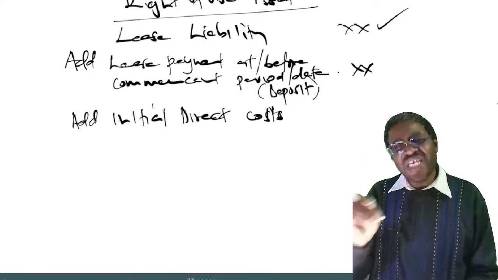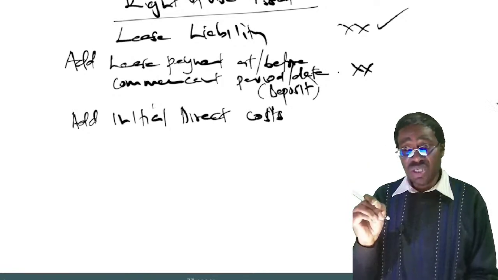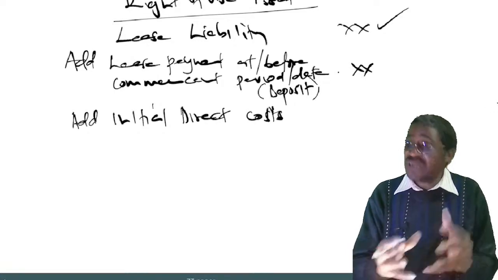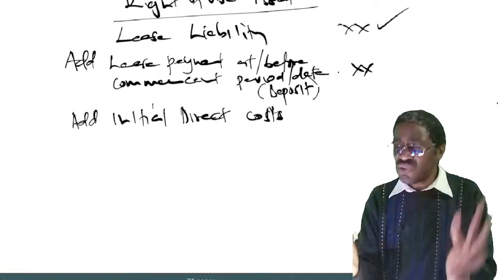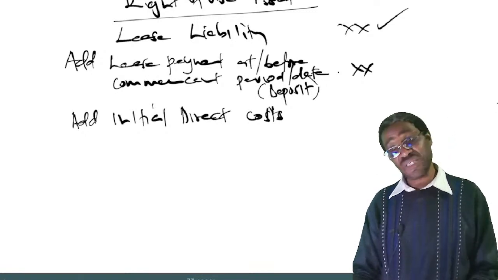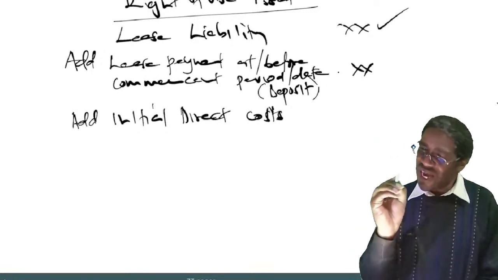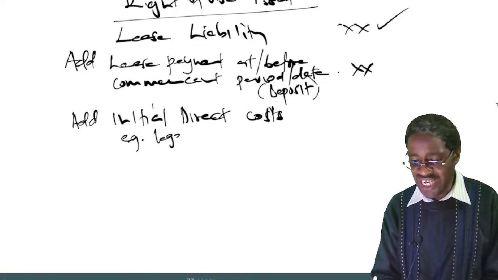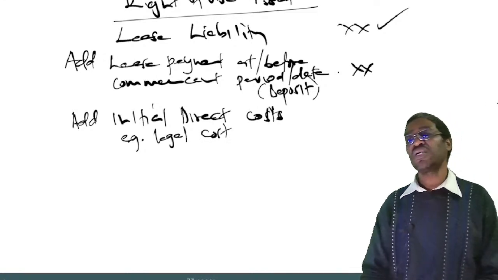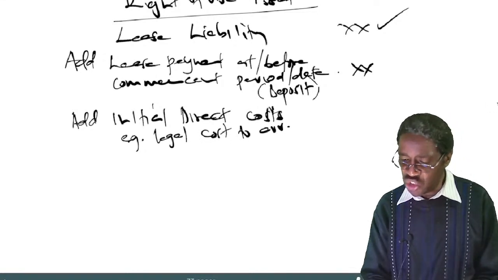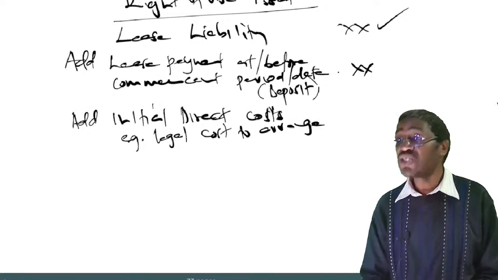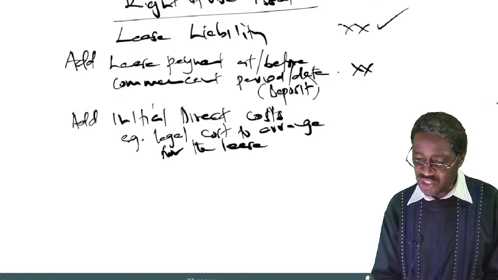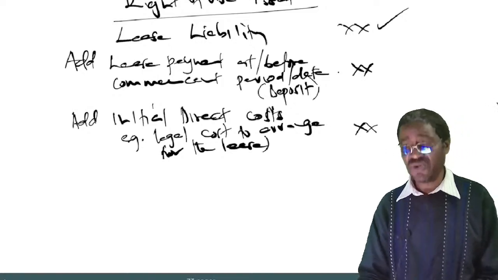So if there are any initial direct costs for you to come up with this agreement, maybe it will cost you to pay a lawyer 5,000, whatever, to read through the document or to prepare that lease agreement. So we are saying if there are any direct costs, they should be added. An example, e.g. legal costs, legal costs that are incurred to arrange for the lease. That should be added, whatever it is. Good.